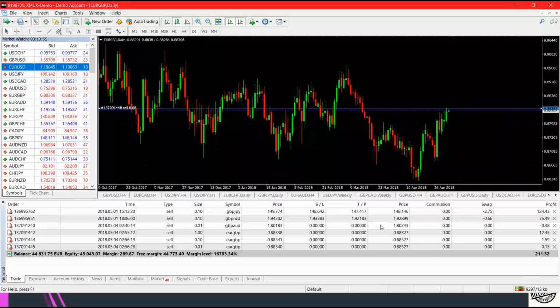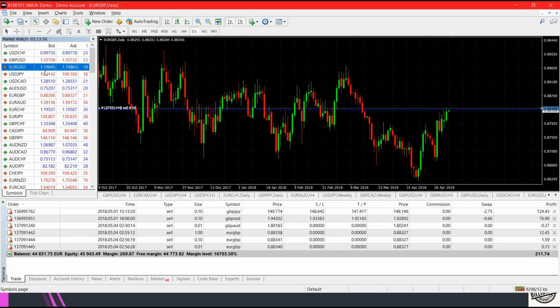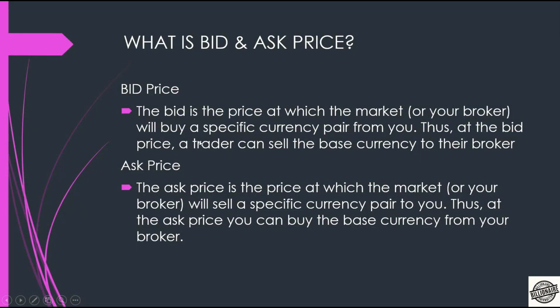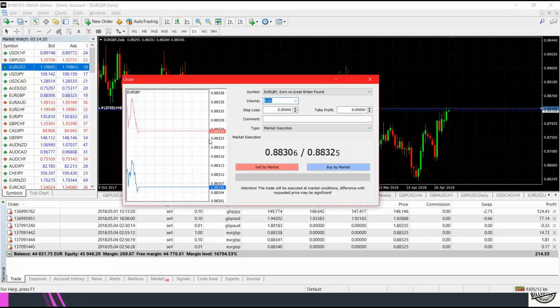Now, I'll show you what that means. Let's say I'm here right now. I come here. Remember, this is where we click to place an order. I want to buy Euro USD, or let me say I want to sell Euro USD. A trader can sell the base currency to their broker. So you see the price that they are going to quote to me is the bid price.